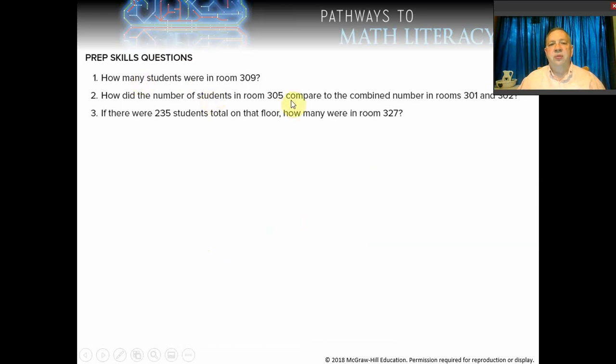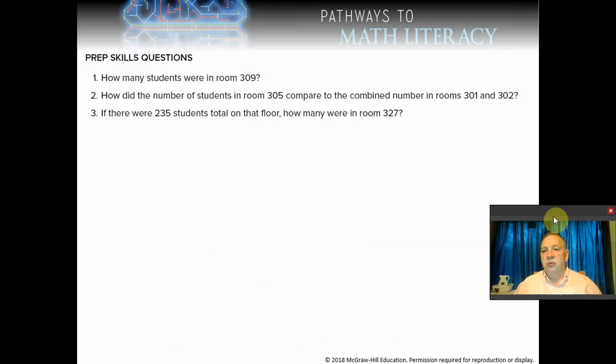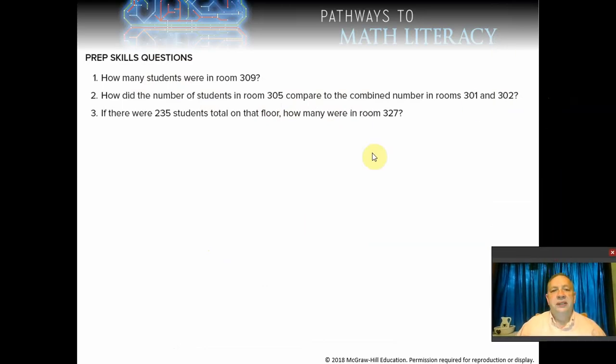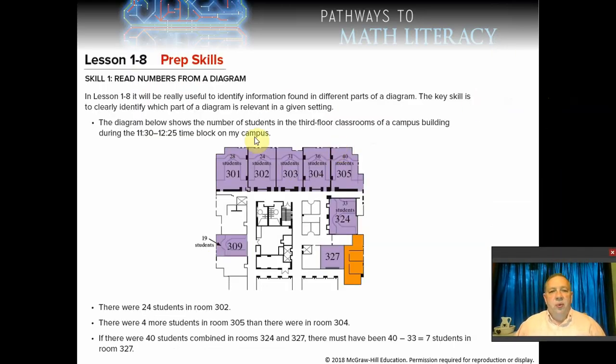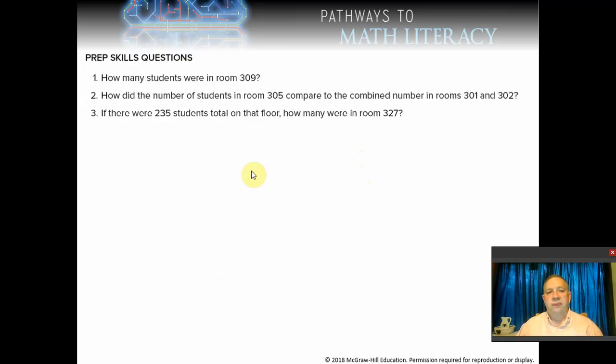How did that number of students in room 305 compare to the combined number in rooms 301 and 302? So in 301 and 302, we had 52. And how did that compare in 305? Well, there were 12 fewer students in 305 than the combined number in 301 and 302. So here, take a look at this. Pause and maybe go back and work those relationships.